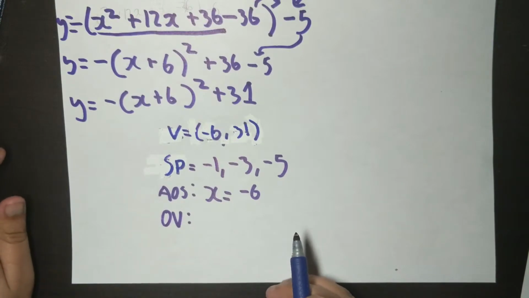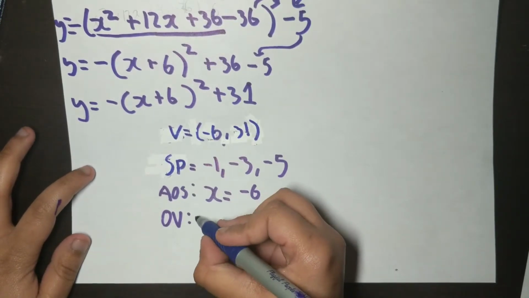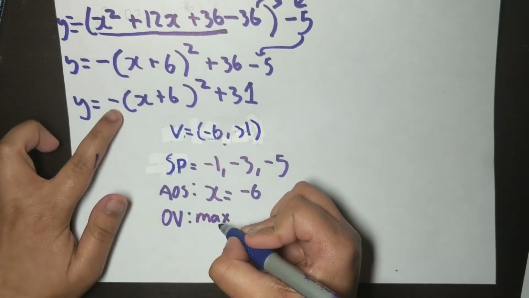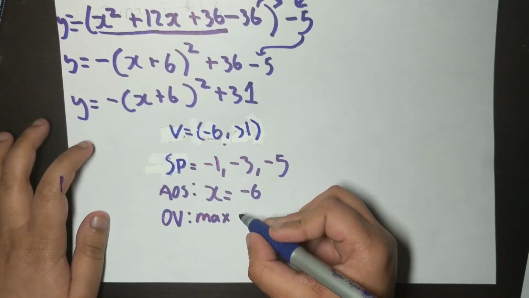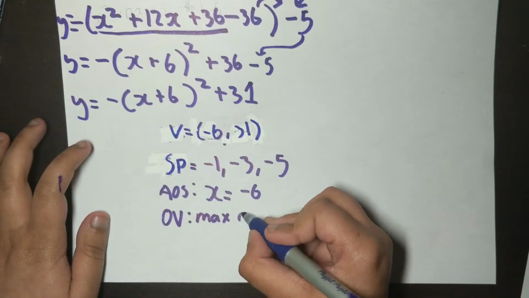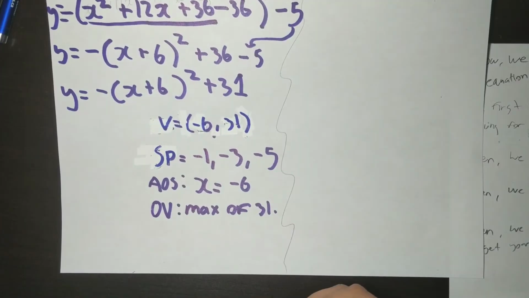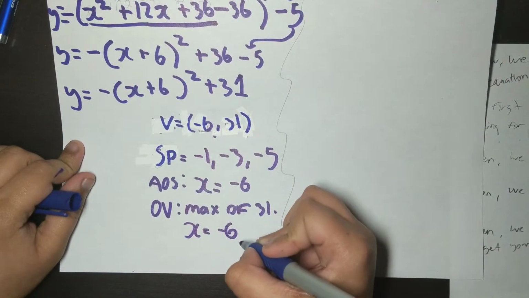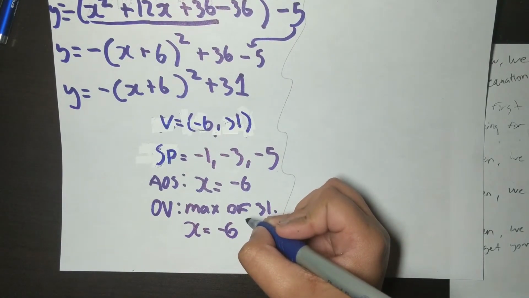So the optimal value is either the max or min of the parabola and the y-intercept of the vertex. So in our case, the optimal value is a max, as the a value is negative, over y term of the vertex, which is 31. And this occurs when x is equal to -6. So essentially we're just repeating the axis of symmetry equation again.